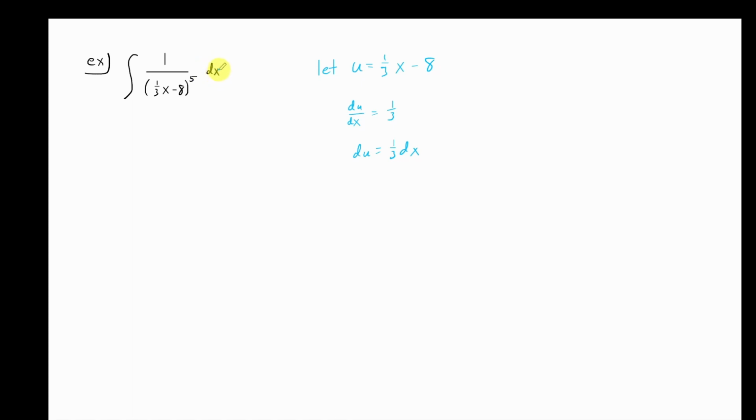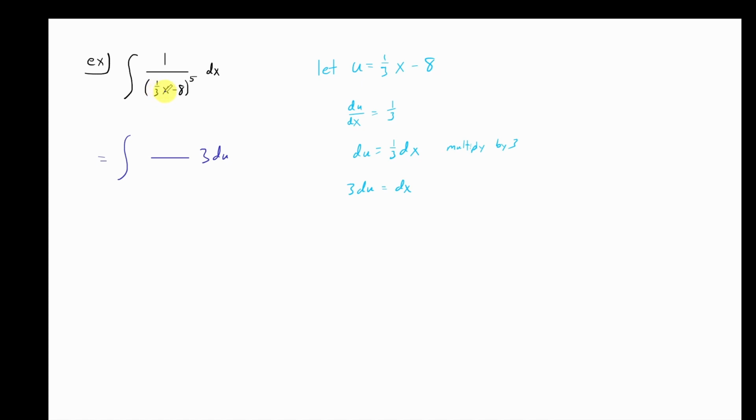But I don't have a 1/3 times my dx. There's no 1/3 around. But that's okay. Constants don't mess things up. What we can do, if the constant doesn't match, is just move it back over by the du. Multiply both sides by 3. So 3 du equals dx. So now we can replace the dx with a 3 du.